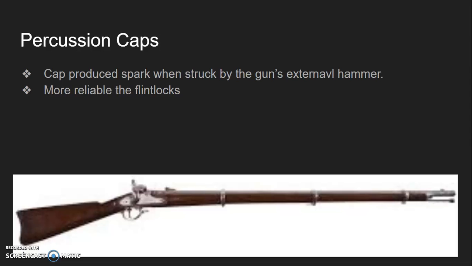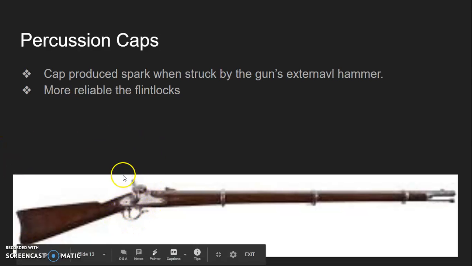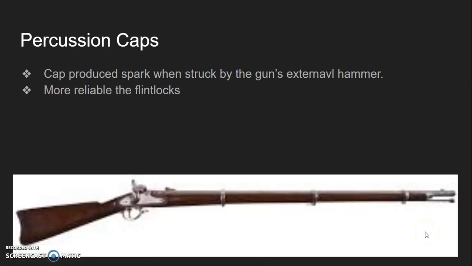Percussion caps. Guns of this period also had a new firing mechanism. These percussion caps would explode, or ignite, when struck by the gun's external hammer. So the hammer would come down. The hammer, which is shown right over here, would come down and strike the percussion cap, which ignited the gunpowder and propelled the bullet out the gun. Now, this was an improvement over the earlier military techniques, which used flint, which was less reliable.